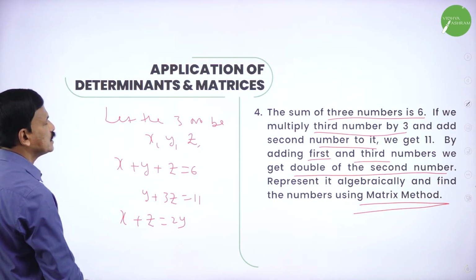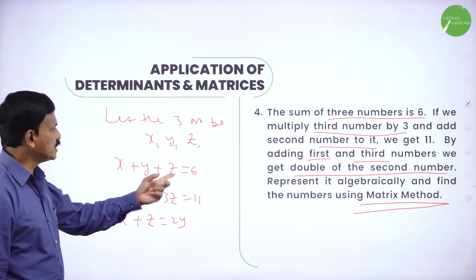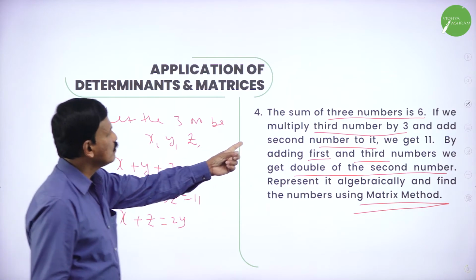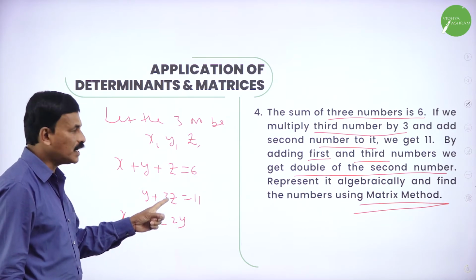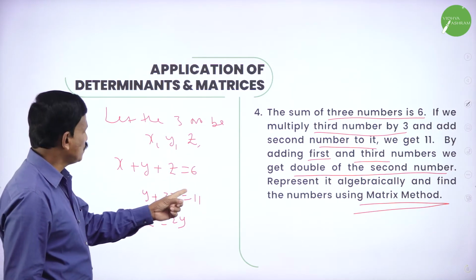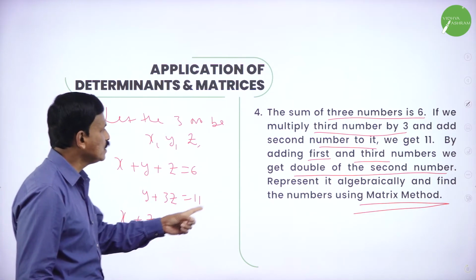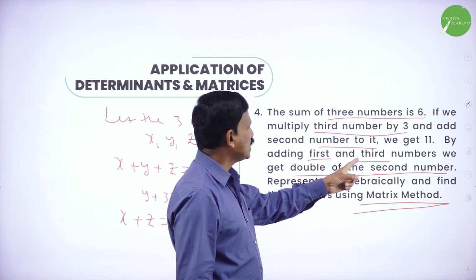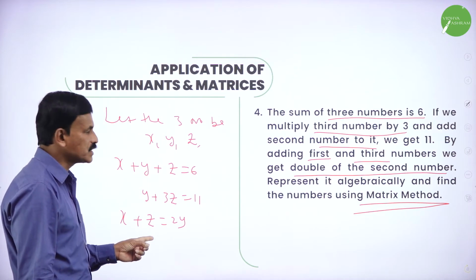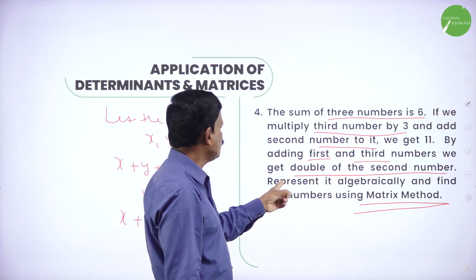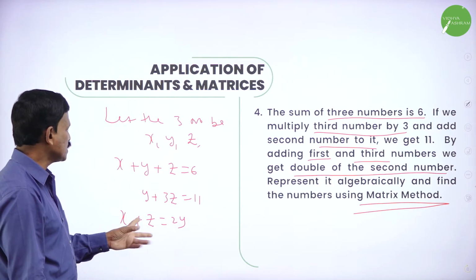What is the problem? Let the three numbers be x, y, z. What is the given condition? The sum of three numbers x plus y plus z is 6. If third number is multiplied by 3 and second number is added to it, you will get 11. So y plus 3z is equal to 11. And the third condition, adding first and third number means x plus z. Adding first and third number, we get double the second number. Double the second number means 2y. x plus z is equal to 2y.